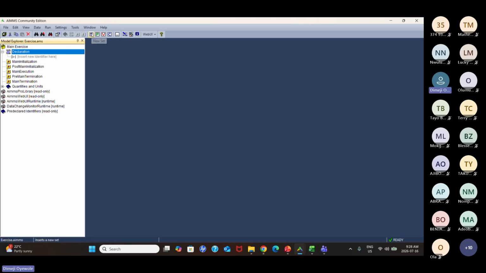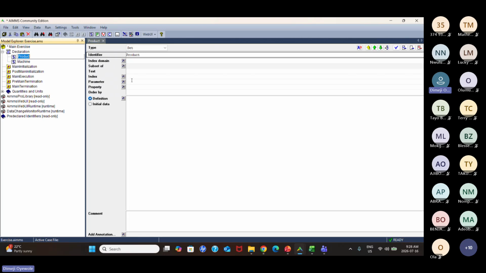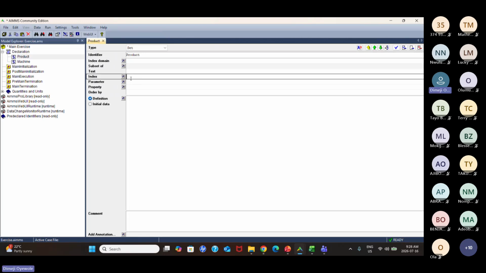So how many sets do we have in the question? We have two sets, right? We have the product and we have the machine. Let's put in the product. You have the machine. Then you set the index for the product. You want to use P as the index.